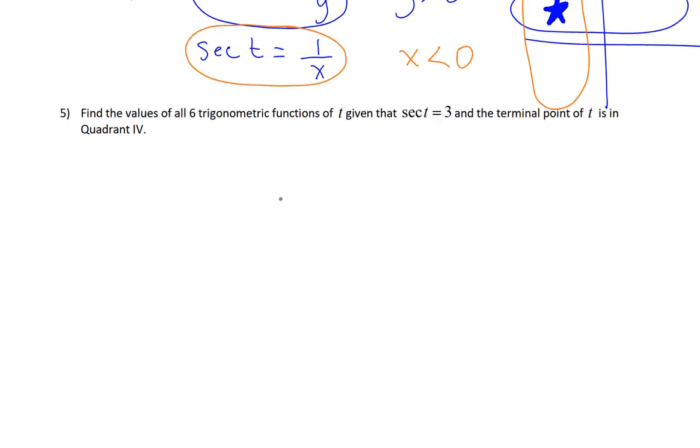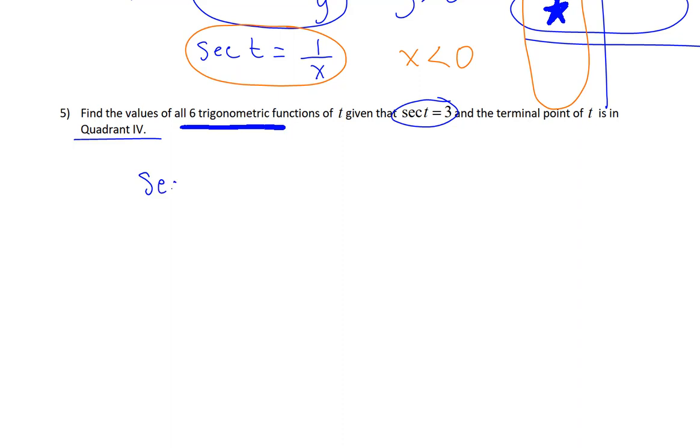And lastly, number 5 here, find the values of all 6 trigonometric functions, those are just the ones we have defined above, of t, given that secant of t is 3. Okay, so they're giving us some information. Secant of t is 3, and the terminal point is in quadrant 4.